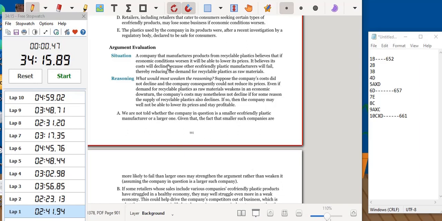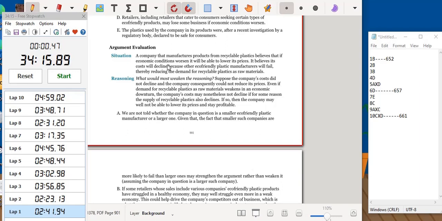So other manufacturing companies will shut down. Therefore, there will be an abundance of this raw material. Therefore, they will lower the price, and hence they can lower the prices of the final product. The reasoning that they have given, what would most likely weaken the reasoning?